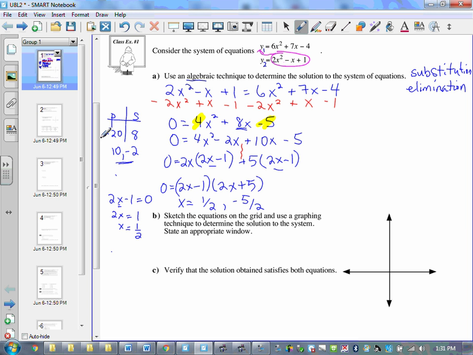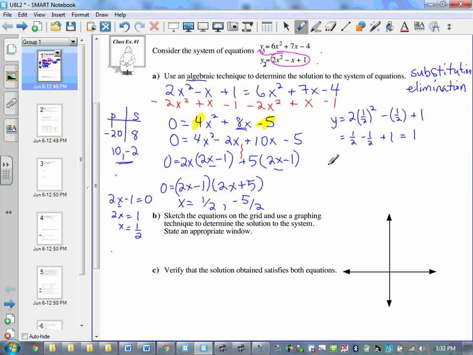So let's solve for y. Maybe the second equation looks a little bit easier to handle. So let's figure out what y equals when x is 1/2. So we're going to sub in that 1/2 for all of our x's. So we've got, this will be 2 over 4, or 1/2, minus 1/2 plus 1. This one's kind of nice. 0 plus 1, or 1. That one wasn't so bad.